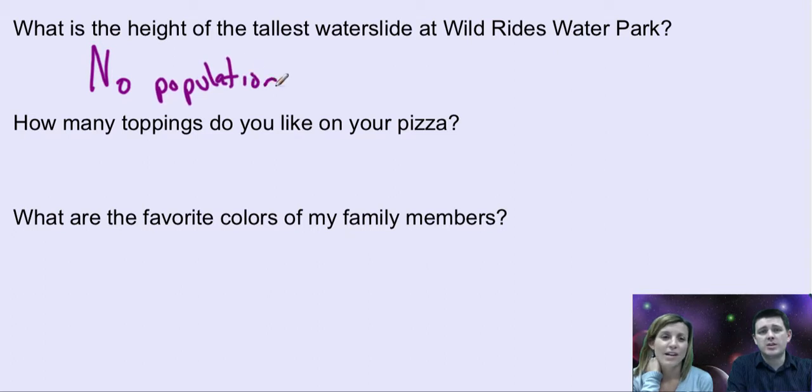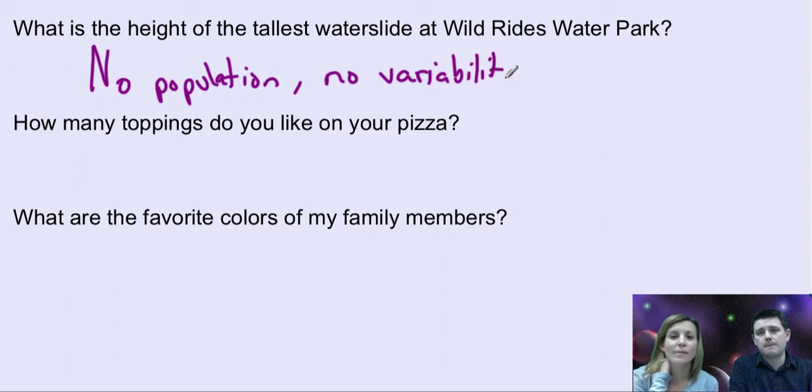So there's no population. They're not telling us who they're asking. And there's really only one answer here. You might be wrong about your answer, but there's only one correct answer. You just look up which one's the tallest and give us the height. So there's no variability in our responses.